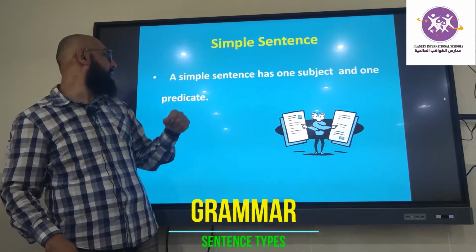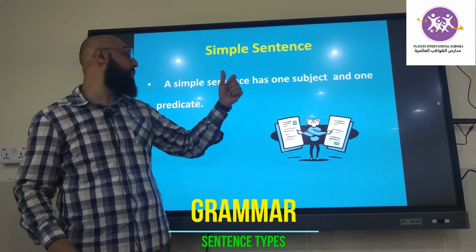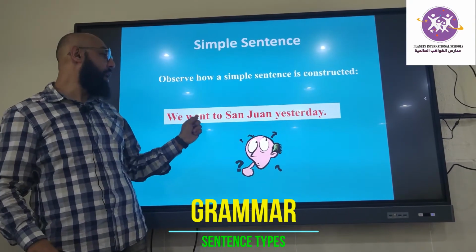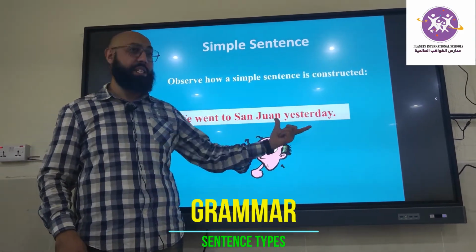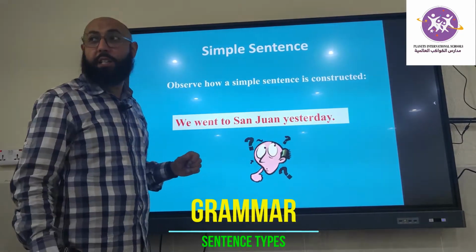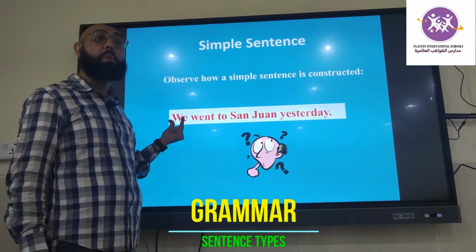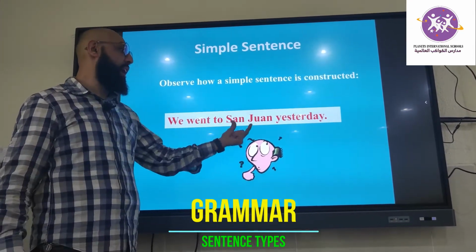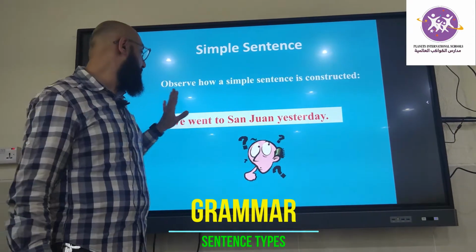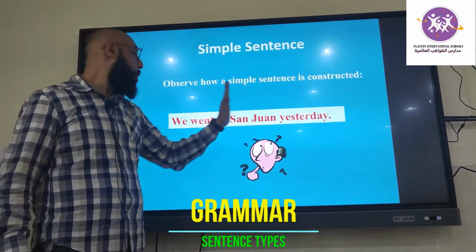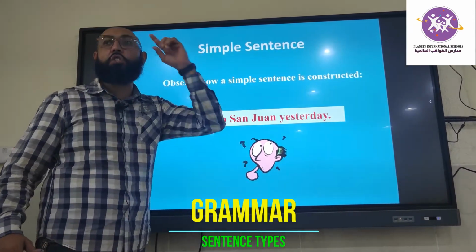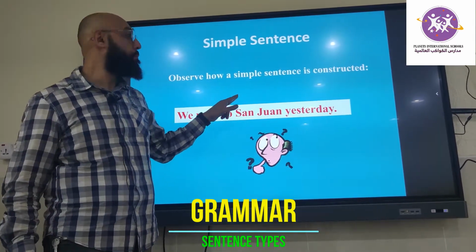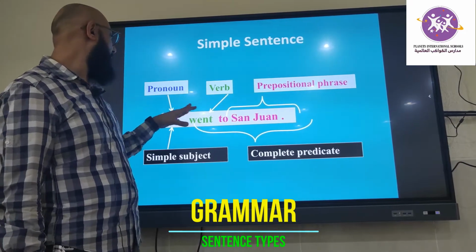All right, here is another example. A simple sentence has one subject and one predicate. For example, we went to San Juan yesterday. So let's analyze this. Who is the subject? We. What did we do? We went to San Juan. So this is the first part, and this is the second part. All of these words together are called the predicate. Understand it? All right.